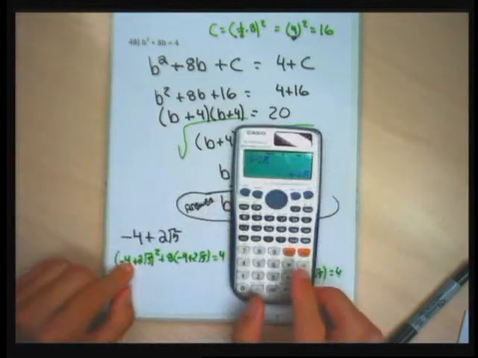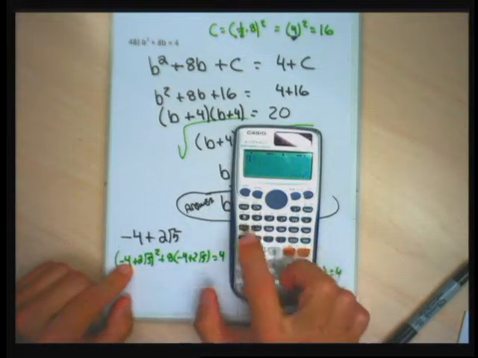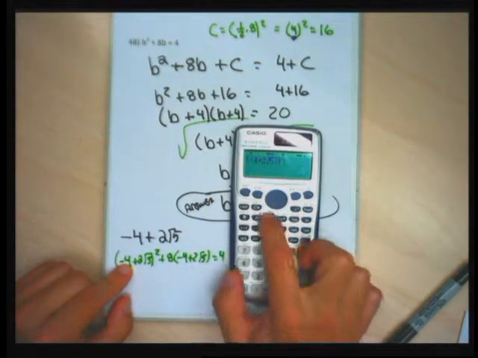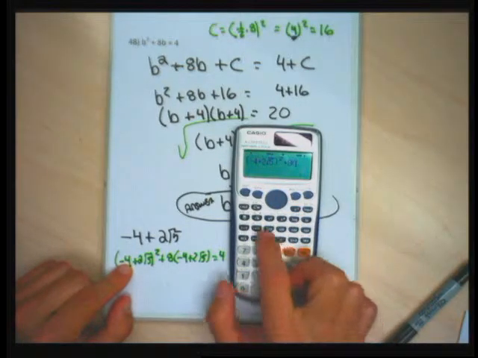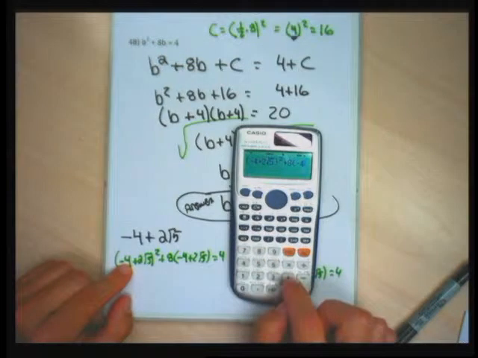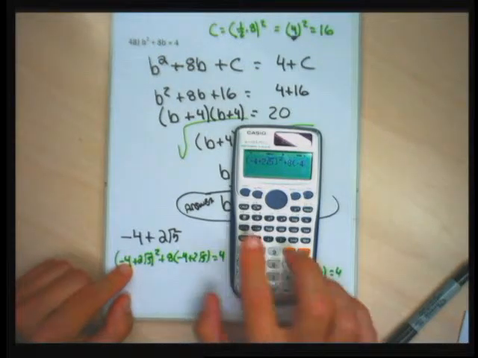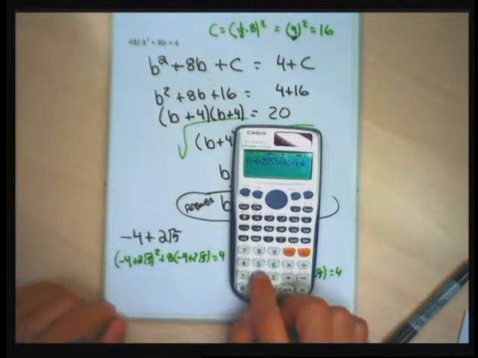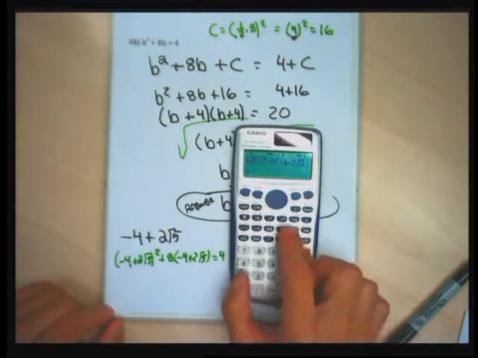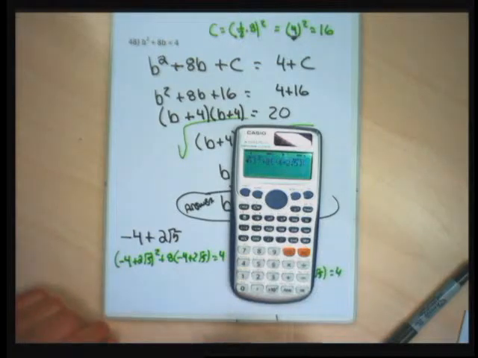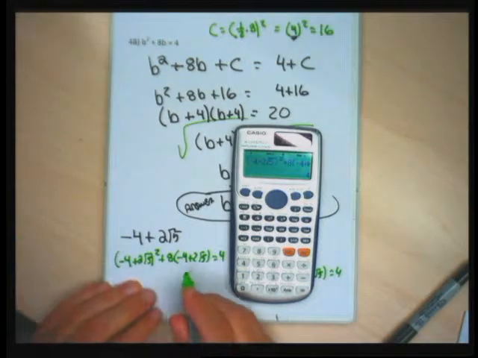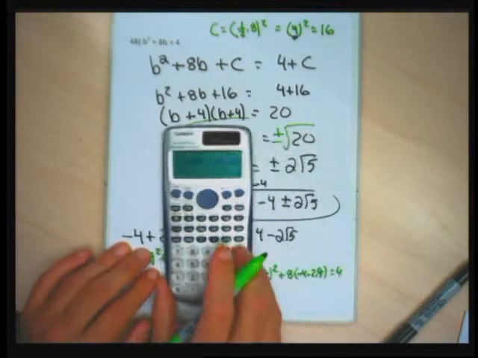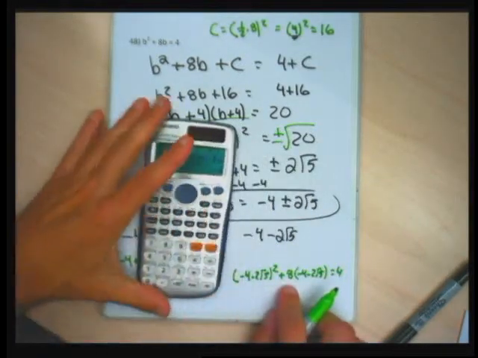So first one, parentheses, negative 4 plus 2 square root of 5, squared, plus 8 times negative 4 plus 2 square root of 5. I'm going to start losing this, so you're not going to see it anymore, it's just off the screen. I entered that side, I think, perfectly, and it reduces to a true statement, so I know that's an answer. I'll check the other one best I can.